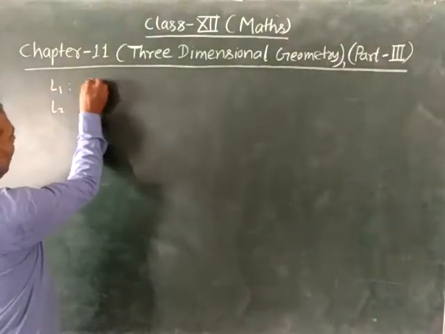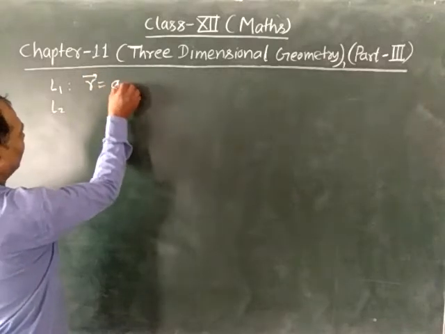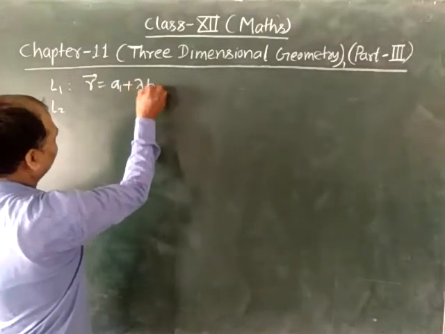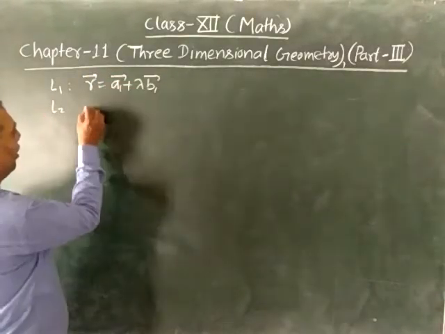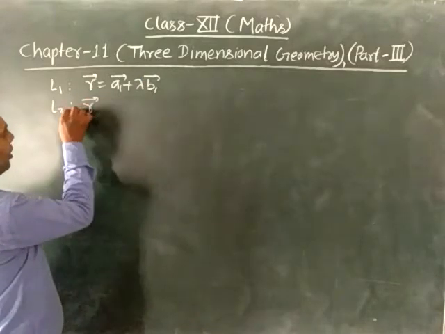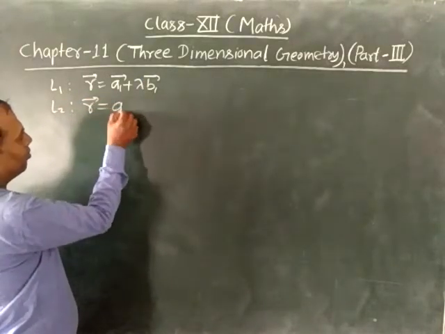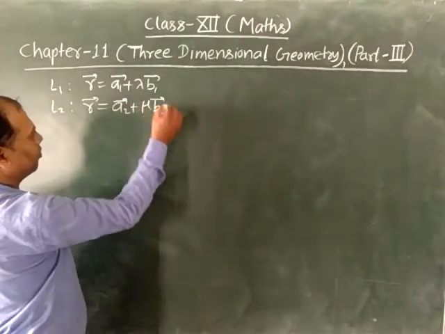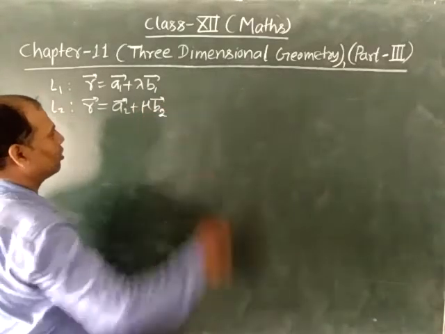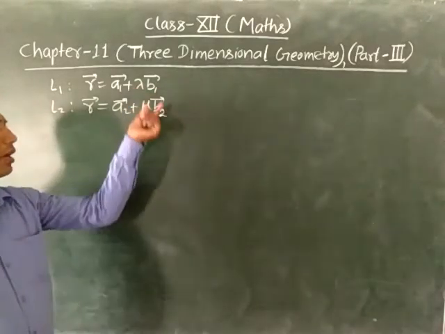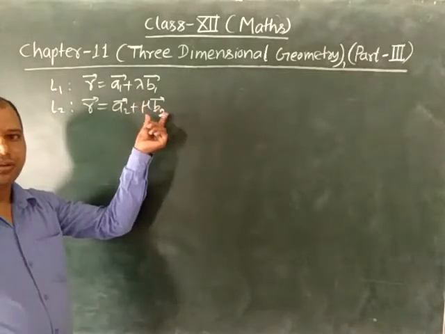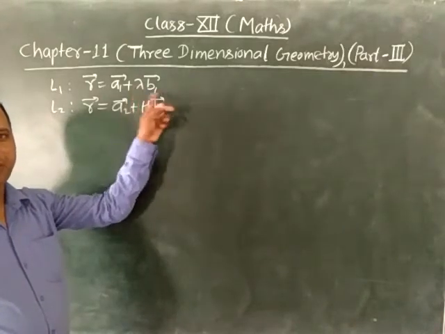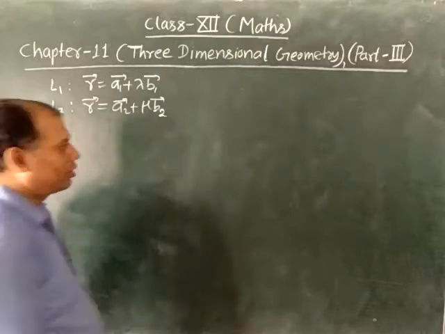L1 has the equation r equal to a1 plus lambda b1 and L2 has the equation r equal to a2 plus mu b2. Here b1 and b2 are the vectors which are parallel to the lines L1 and L2 respectively.